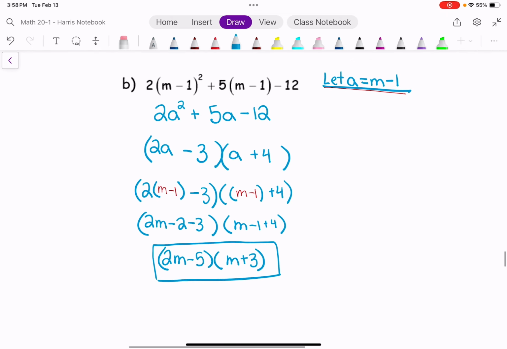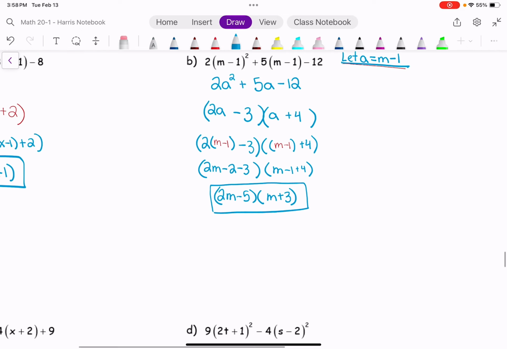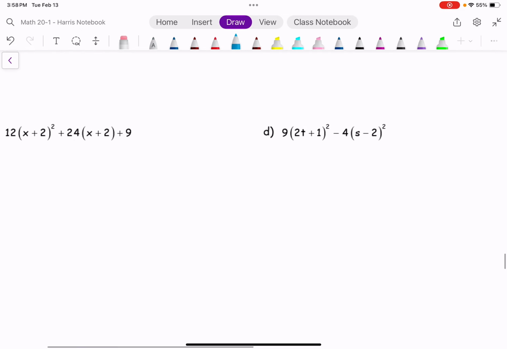Okay, so it's the same thing that I was doing before. They're just making it look a little bit more complicated. Okay, I'm going to do a couple more here with you.